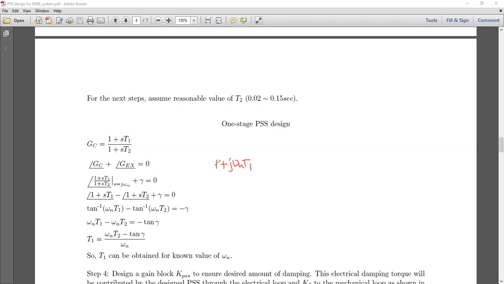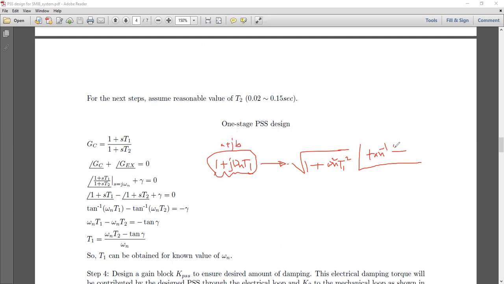So if this is your complex expression, A plus JB, what should be the angle? The magnitude is, of course, the square root of A squared plus B squared, here the square root of 1 plus omega n squared T1 squared. This is the magnitude of the expression. What would be the angle? Tan inverse of B by A, right? Yes, B by A. So this is A plus JB.